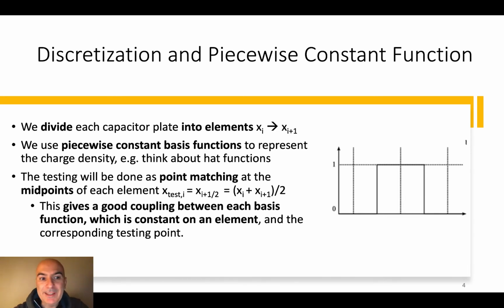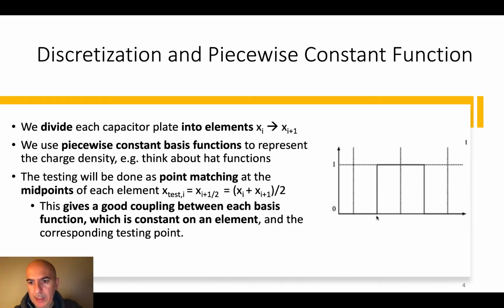So the testing, that's where we're going to impose our equality condition. The testing will be done as a point matching. So remember that we have two techniques in the method of moments. One is the point matching, or collocation, or Nystrom method. The other one is the weighted residual. We're going for the first one. And we're going to impose this equality condition at the midpoints of the grid.